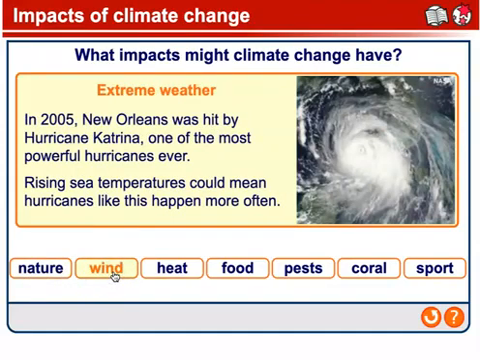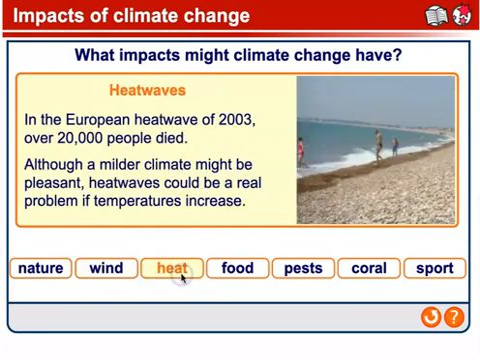Wind, extreme weather. In 2005, New Orleans was hit by Hurricane Katrina. This is one of the most powerful hurricanes that has ever been recorded. Rising sea temperatures could mean hurricanes like this happen more often because we have more latent heat being released into the atmosphere from increased global ocean temperatures. Heat waves. In Europe, we had a heat wave in 2003 where over 20,000 people died. Although a milder climate might be pleasant, heat waves could be a real problem if temperatures were to increase.